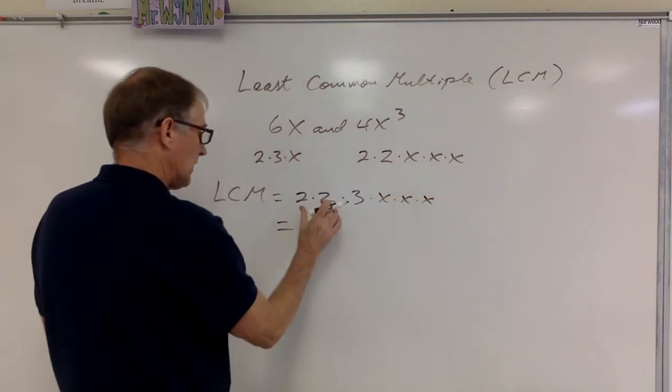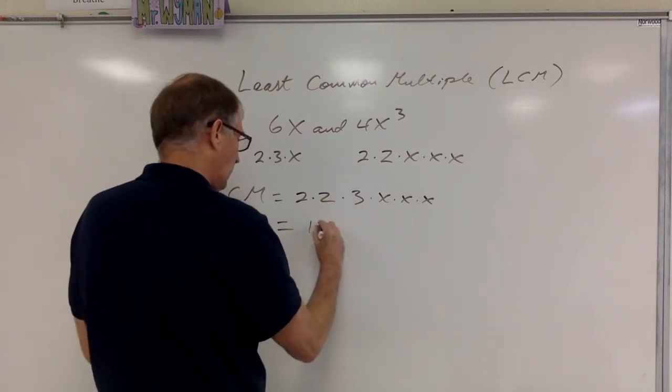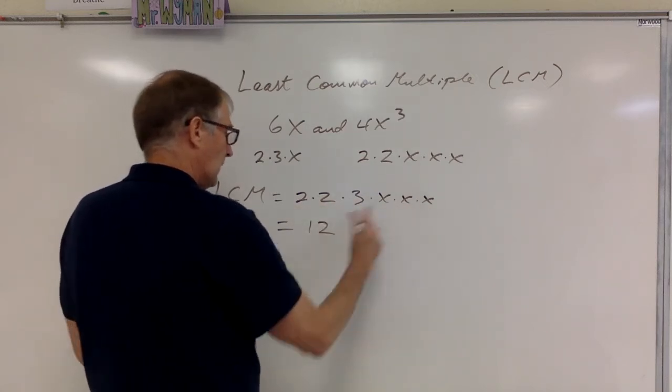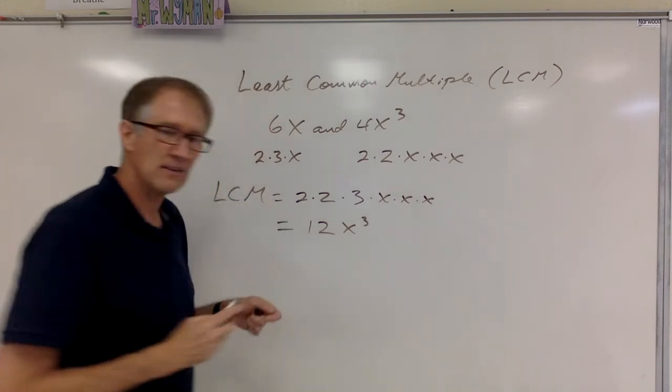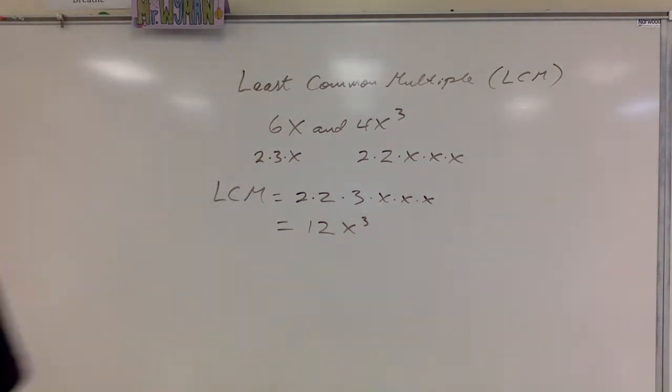So now we can write this out as 2 times 2 is 4 times 3 is 12. 4 times 3 is 12, x cubed. That is the LCM, the least common multiple for this, all right?